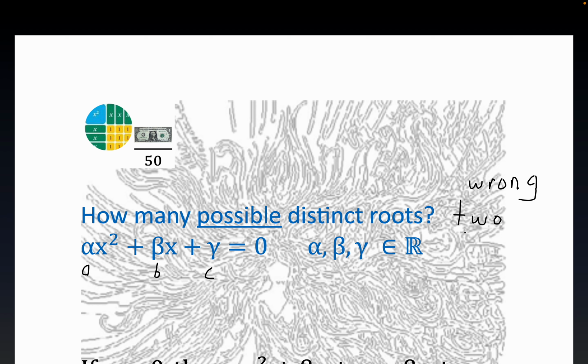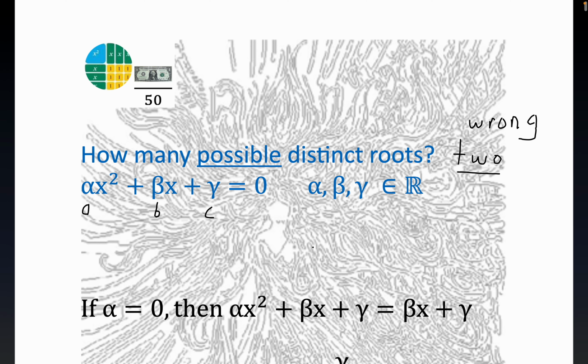But you're wrong about this if you think there's just 2 answers, and that's what's been taught over and over and over. There's a slight difference in the way this is stated. There's actually more than 2 answers, and let's take a look at why. Nobody said anything about alpha not being equal to 0 here. We just said alpha, beta, and gamma were members of the real numbers.